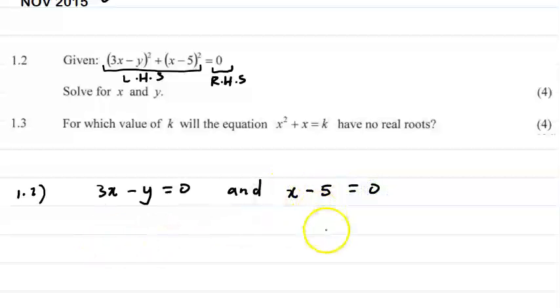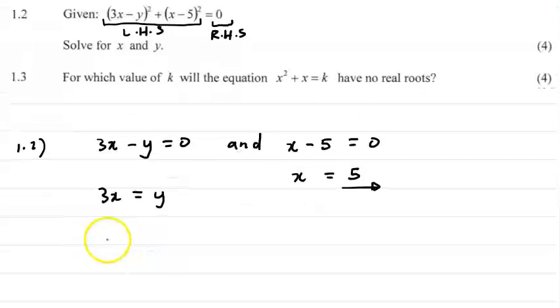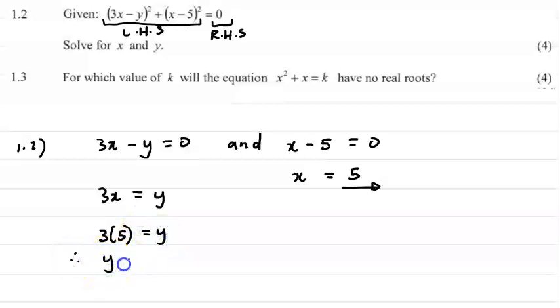So let us solve. x − 5 = 0 will be x = 5, and here 3x = y. Now we already know that x is equal to 5, so we can now substitute and solve for y. Therefore 3 times 5 is 15, so y is going to equal 15. There you go. x is going to equal 5, y is going to equal 15. Let's look at the next question.